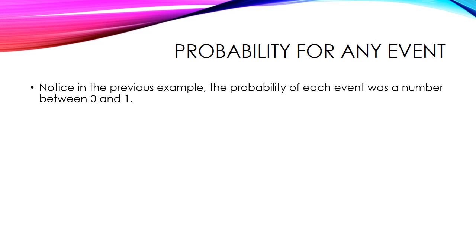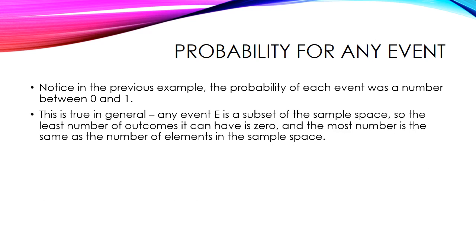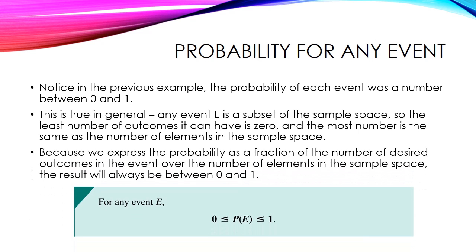Notice that in that example, the probability of each event was a number between 0 and 1, and this is going to be true in general. Any event E is a subset of the sample space. So the least number of outcomes you can have is 0, which is the empty set, and the most would be the same as the number of elements in the sample space. Because we express the probability as a fraction of the number of desired outcomes in the event over the number of elements in the sample space, you're always going to get a result between 0 and 1. So your probabilities must always be between 0 and 1. If the probability is 0, then it's an impossible event, and if it's 1, it's a certain event.